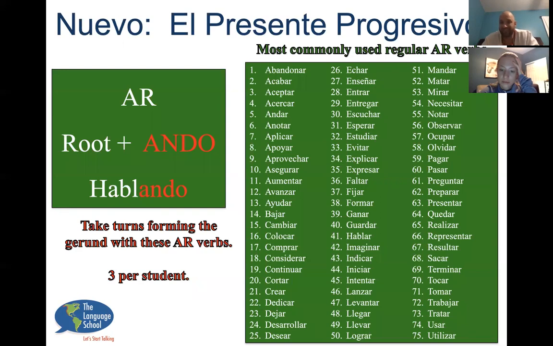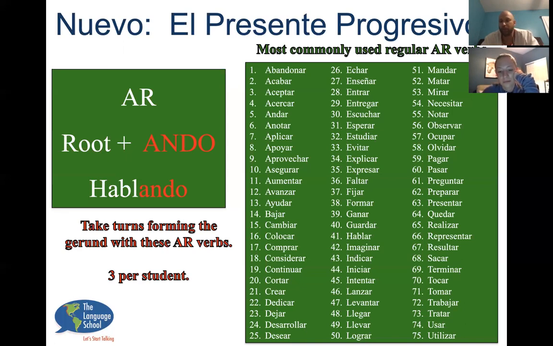Carly, here's a list of 75 of the most commonly used regular AR verbs. I'm not going to make you do this with all 75 of these. At this point with your Spanish, ultimately you need to learn all of these verbs. So you can just start with like 5 a day or a week or however you want to do it. I don't have a specific timing for you to learn all of these, but the more you learn, the more conversational you will be. And these are all regular AR verbs that follow the normal endings.